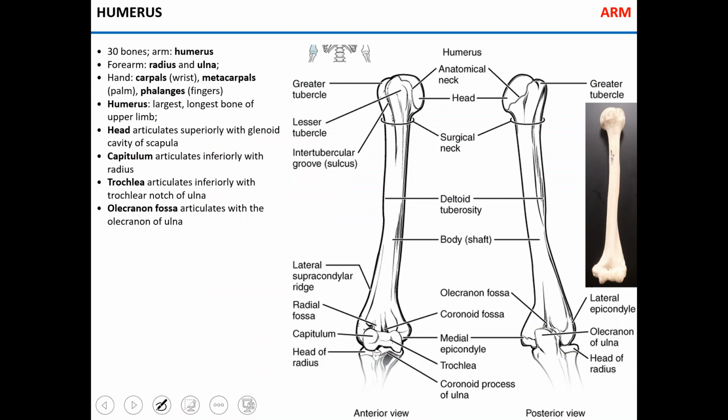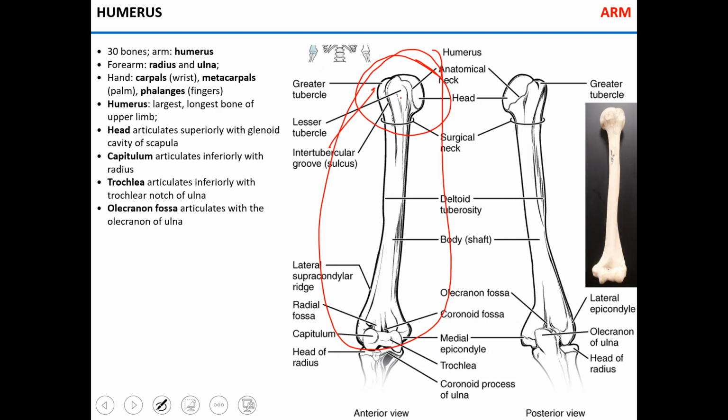In the arm, you can identify 30 bones. The upper arm is the single bone called humerus, and the forearm, 2 bones, radius and ulna. Your hand consists of carpals, short bones of the wrist, metacarpals, long bones of the palm, and phalanges, which form fingers. So humerus is the largest bone of the upper limb. Its head articulates with the glenoid cavity of the scapula.